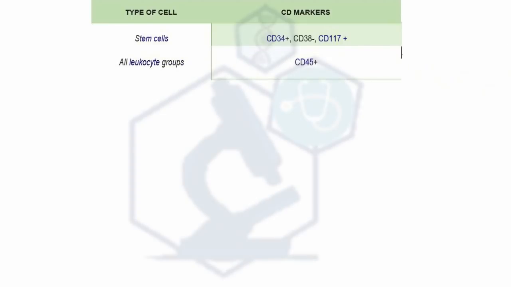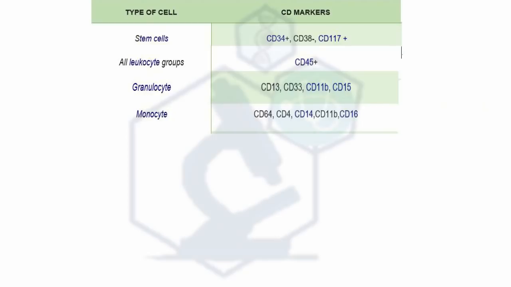So let's begin with learning about hematopoiesis by studying CD markers on different types of cells in the bone marrow. Stem cells are positive for CD34, CD117 and negative for CD38. CD45 is also known as common leukocyte antigen and is present on all leukocytes. Granulocytes express CD13, 33, 11b and 15. Monocytes are positive for CD64, 4, 14, 11b and 16. T lymphocytes express CD3, 7, 5, 2, 4 and 8.